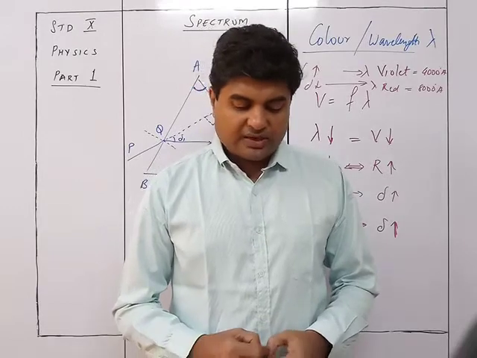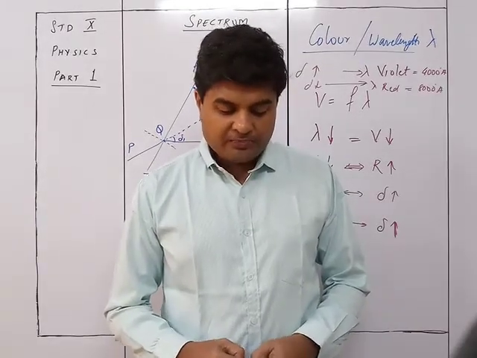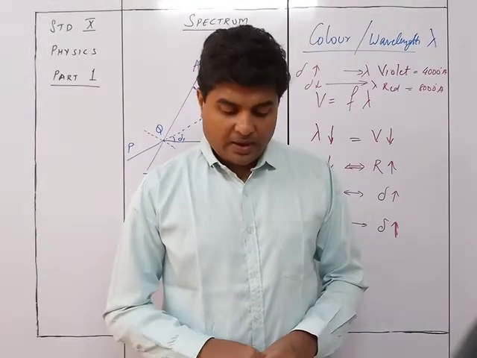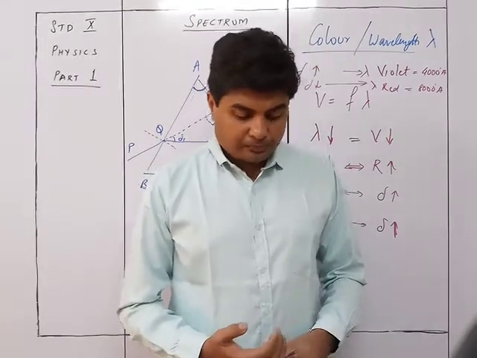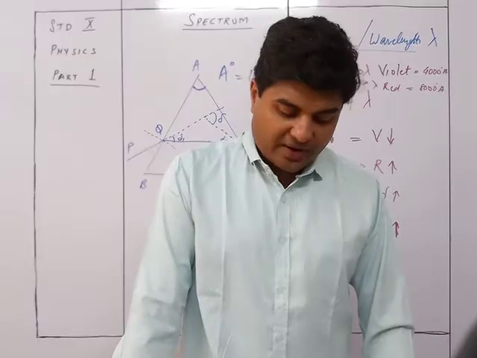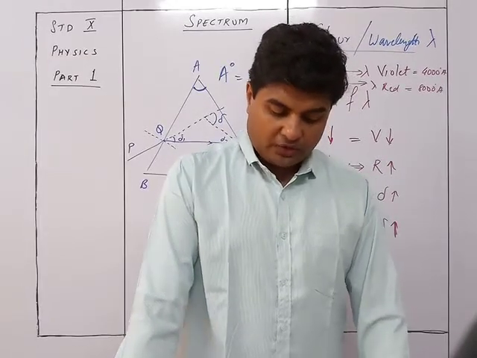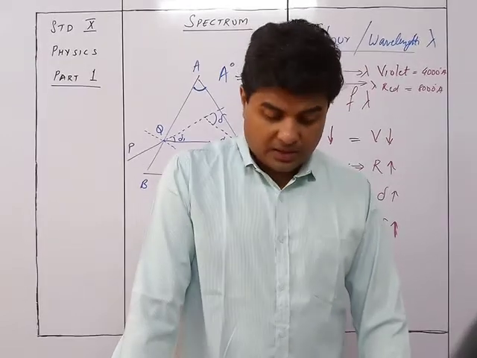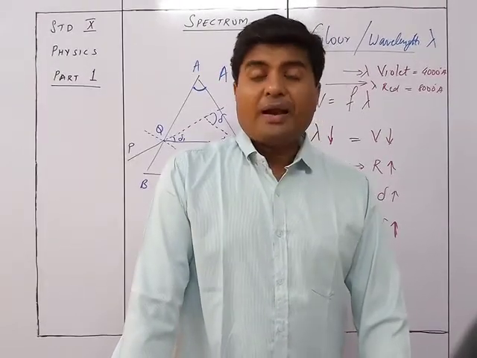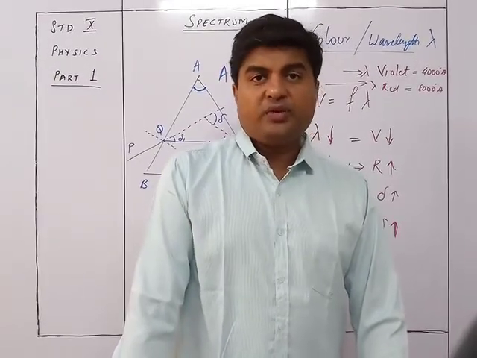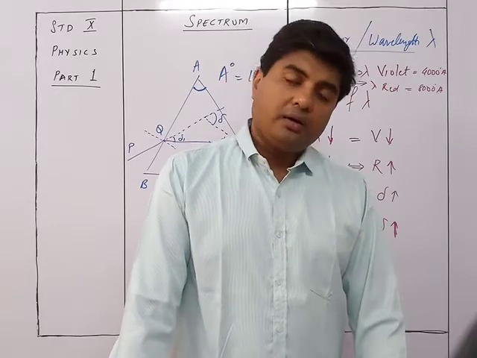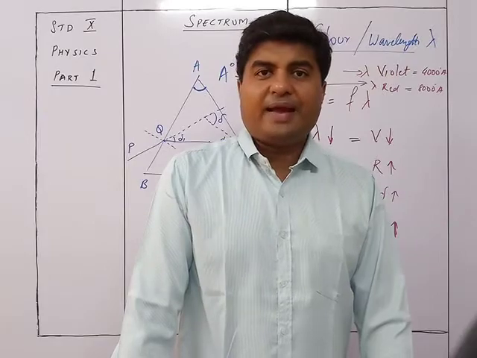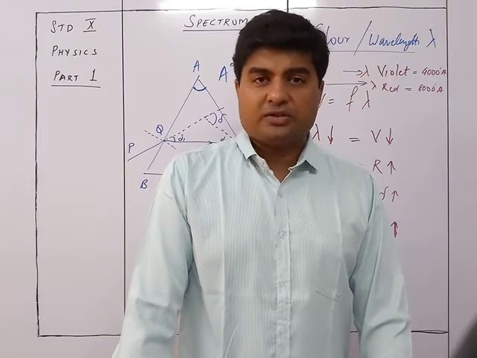In the spectrum of white light, the red color has the longest wavelength, 8000, or lowest frequency, 3.75 into 10 raised to 14, and the violet color has the shortest wavelength, 4000, and the highest frequency, 7.5 into 10 raised to 14. So you will always find that when you multiply the frequency and the wavelength, the answer will be 3 into 10 raised to 8 meters per second.